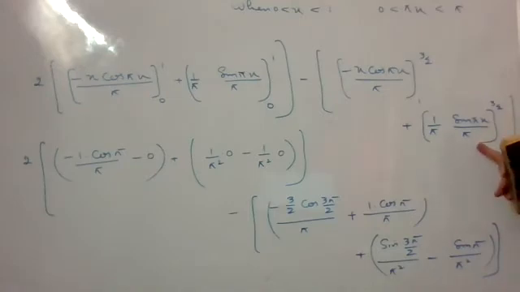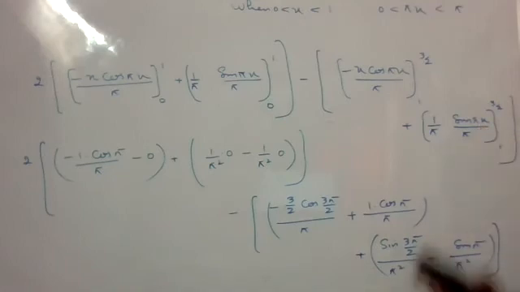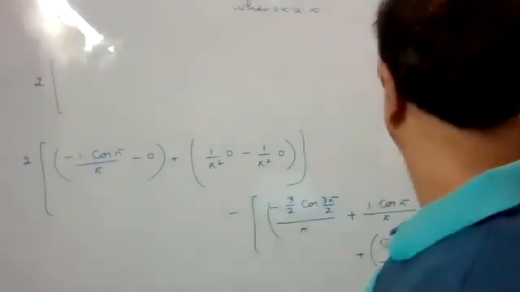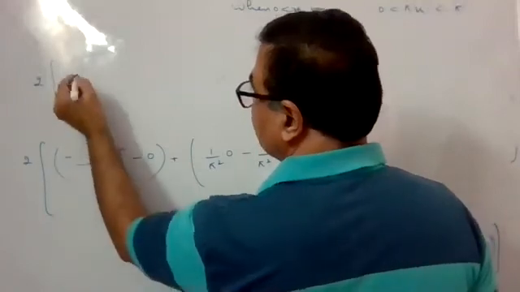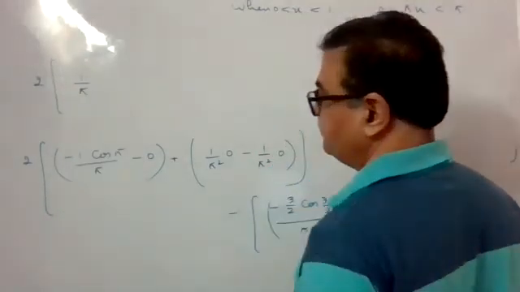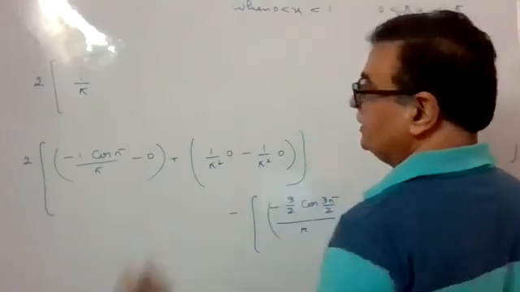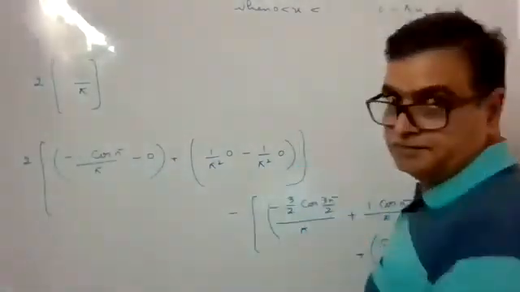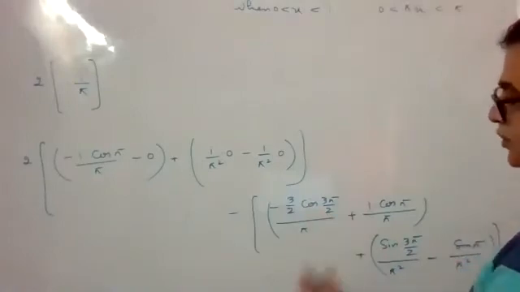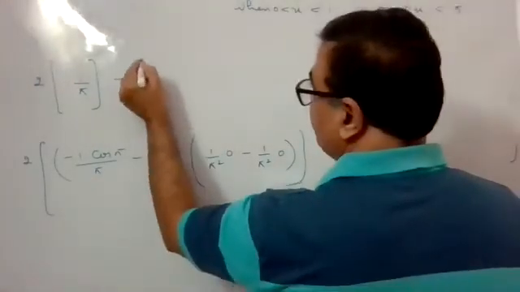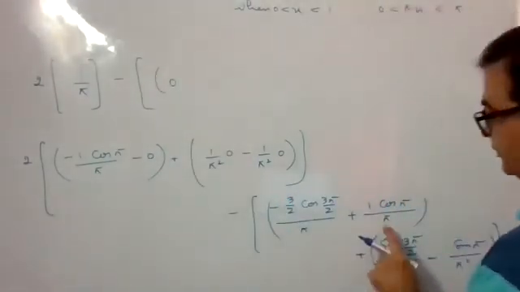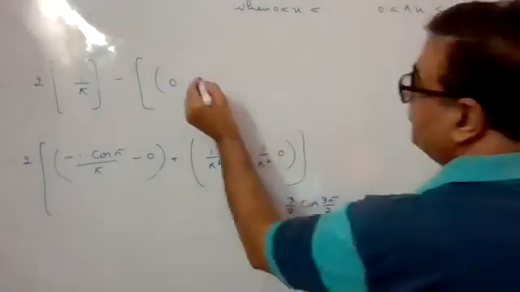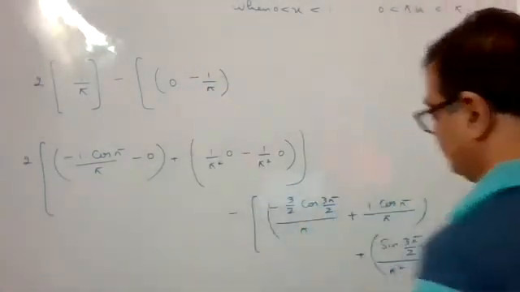3 pi by 2 by pi square, then second time we'll put sin pi by pi square. Now cos pi is -1, so minus and minus becomes plus, so it will be coming 1 by pi. These terms are 0, so they cancel. Then 3 pi by 2 is also 0. Here there is a minus, so this part is 0. And cos pi is -1, so it will be -1 by pi again.